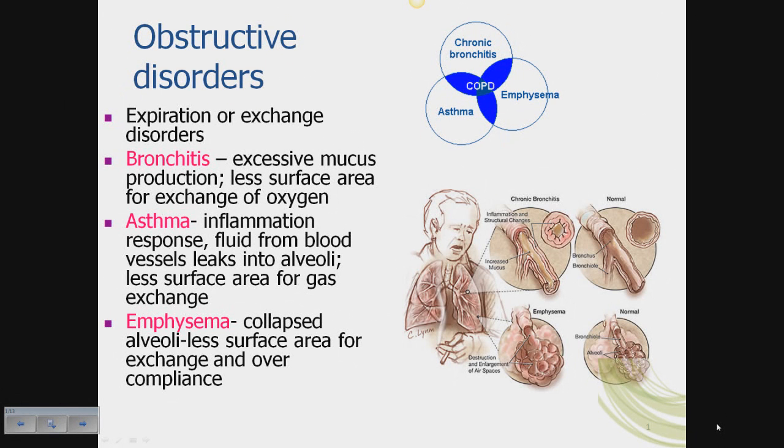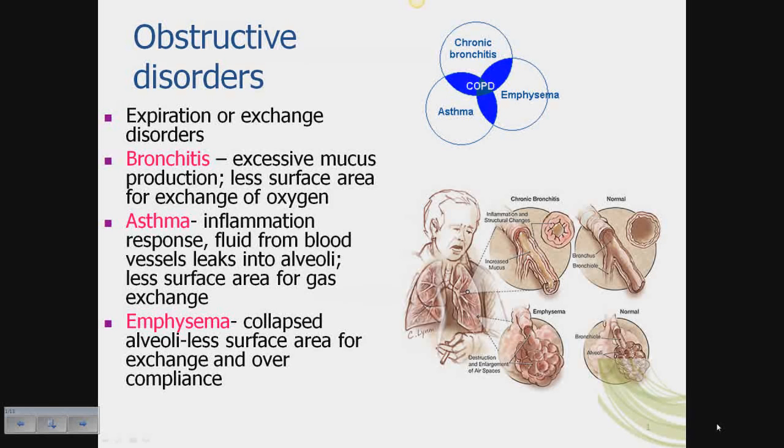So bronchitis is going to be an issue with excessive mucus production, and there also can be hypertrophy, and this is basically going to lead to less surface area for exchange of oxygen. Asthma is an inflammation response. We're going to see IgE, we're going to see histamine being released, we're going to see fluid from the blood vessels leaking into alveoli, and this too is going to lead to less surface area for gas exchange.